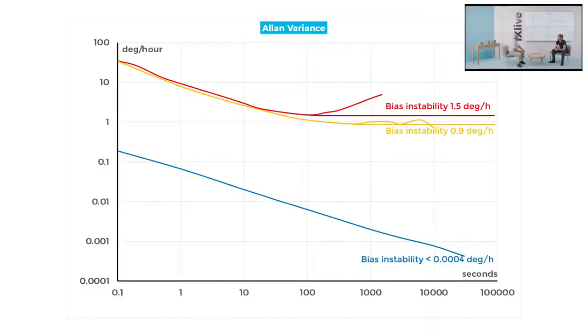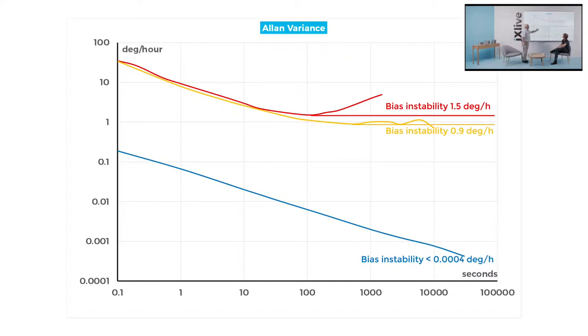I showed these curves that are called the Allan variance curve, and we have drawn them for all three gyros that I showed. So we have the red one here with the bias instability figure of 1.5 degree per hour, the yellow one with 0.9 degree per hour, so very similar, slightly different, but very similar, and the blue one with a bias instability of less than 4,000ths of degrees per hour.